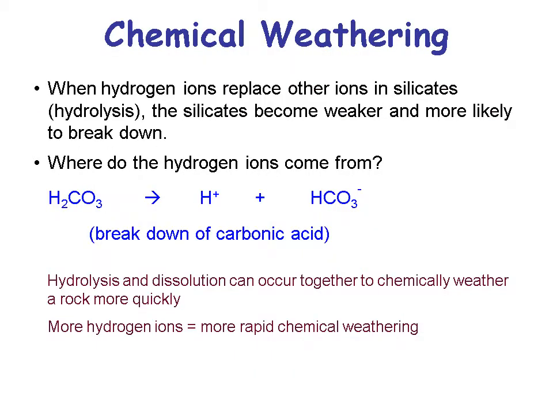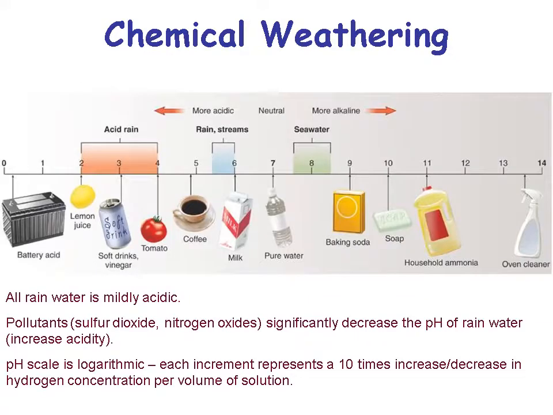Another slide on chemical weathering. You might ask the question, where do you get hydrogen ions from so you can get hydrolysis? Well, the more hydrogen ions you get, the more rapid the chemical weathering. Well, the way you get it is by breaking down carbonic acid, and so when carbonic acid breaks down, you get an extra hydrogen ion coming off of that. And so when that happens, with hydrolysis, the silicates become weaker and more likely break down. Again, chemical weathering is what we're talking about.